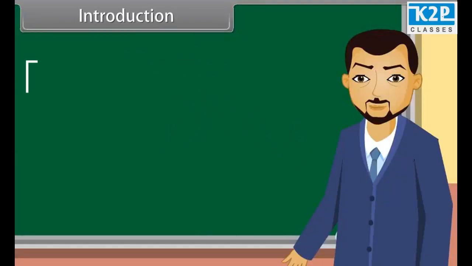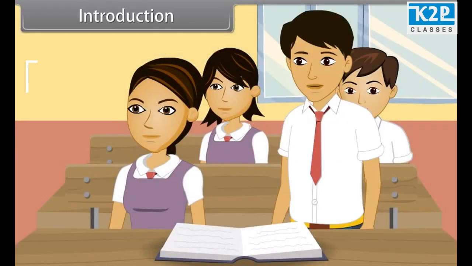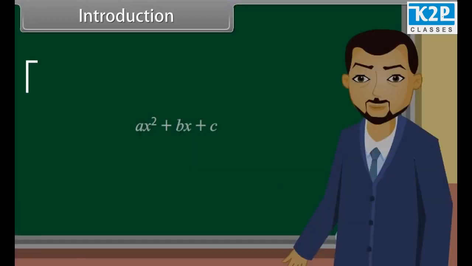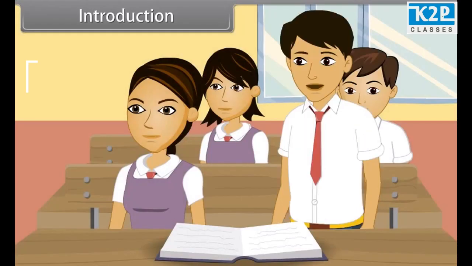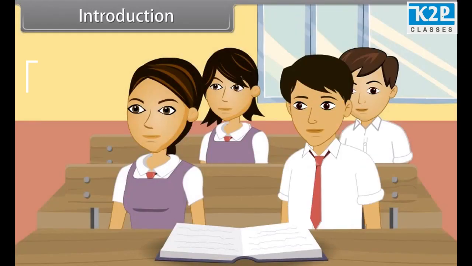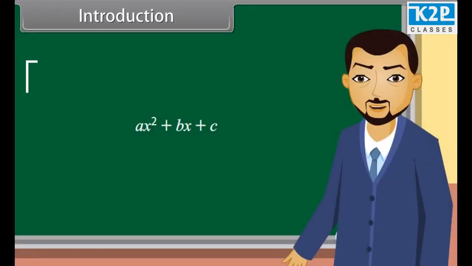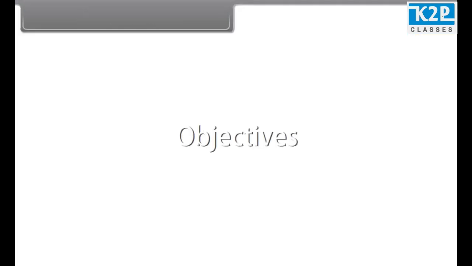Introduction. Students, do you know what polynomials are? A polynomial is an expression of more than two algebraic terms. Can you tell which type of polynomial this is? Is it a quadratic polynomial, sir? Correct. This is a quadratic polynomial. When we equate this polynomial to 0, we get a quadratic equation. Today we will learn about quadratic equations.